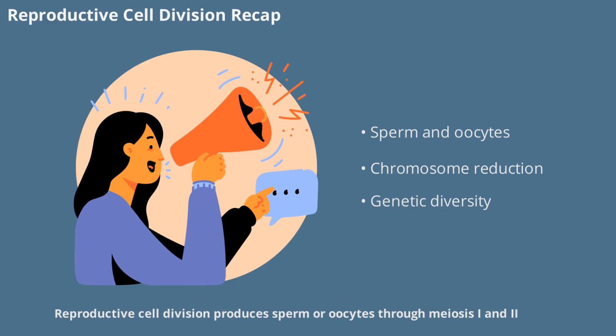Reproductive cell division produces sperm or oocytes through meiosis II. This process reduces the chromosome number by half, ensuring that offspring inherit a unique combination of genetic material from each parent. It is essential for sexual reproduction and genetic diversity.